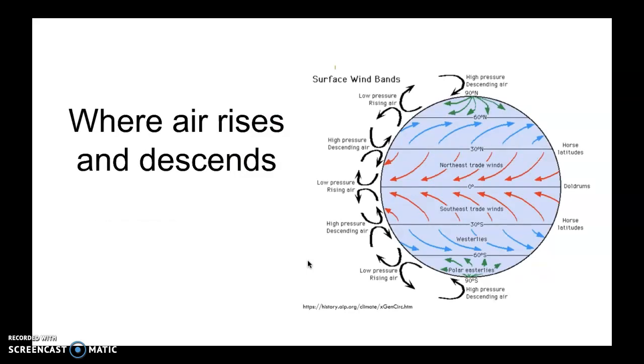As previously discussed, low pressure zones result in air rising, and high pressure zones result in air descending. At the doldrums, or the equator, we see a low pressure system due to the convergence of our trade winds, as seen in this diagram. At the horse latitudes, we see high pressure zones, therefore air is descending. The climate is typically warm and dry here.